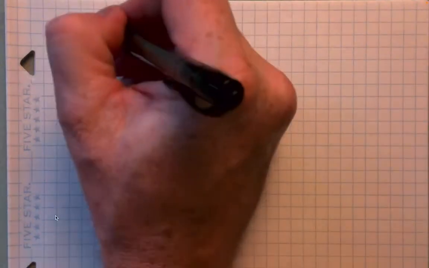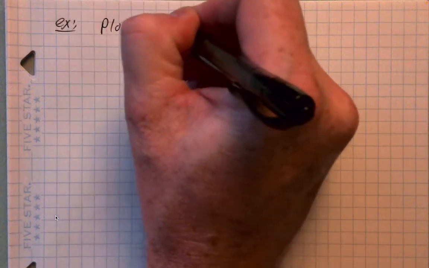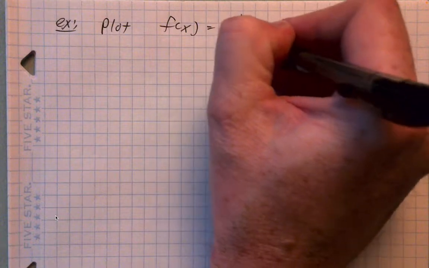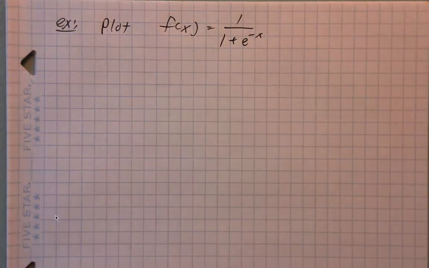And this time, which one are we going to do next? Let's do the logistic function. So here we're going to plot f of x equals 1 over 1 plus e to the negative x. Okay, it's the logistic function.